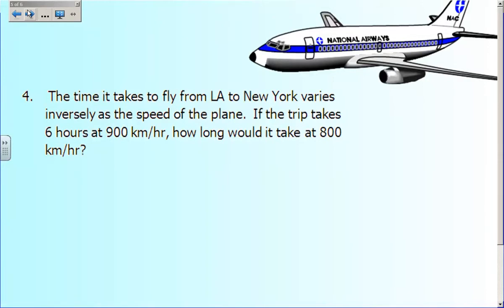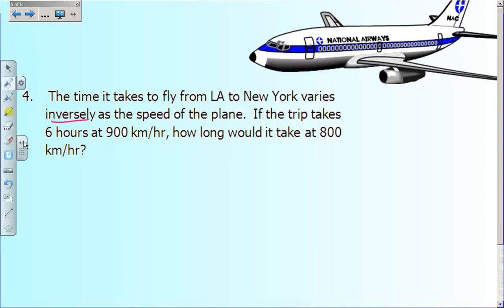So the time it takes to fly from LA to New York varies inversely with the speed of the plane. If the trip takes 6 hours at 900 kilometers per hour, how long would it take at 800 kilometers per hour? We've got to decide what x and y are first. The time it takes to fly from New York, the time x, varies inversely with the speed y. And I said that backwards. I'm going to apologize. Let's talk about independent, dependent. That's been very, very helpful.